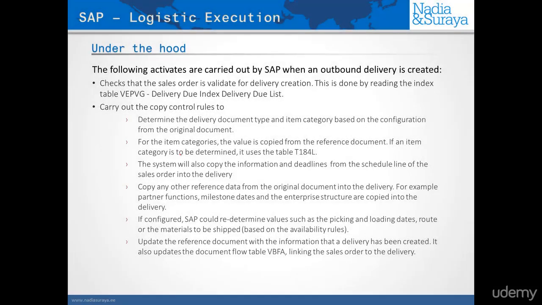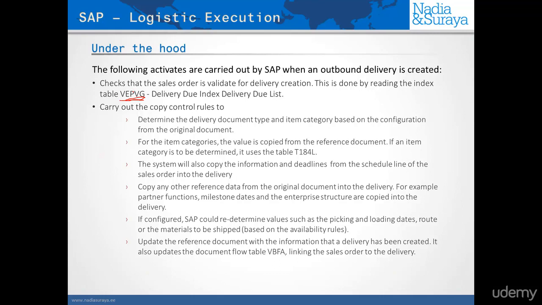So now let's have a look at what happens technically when you create an outbound delivery either in the delivery due list or via VL01. The first thing that the system does is that it checks the index table, VEPVG. When it runs the delivery due list, it actually reads that table and presents that table to you. If you were to create via VL01, it would actually read from that table to do all the copy rules.